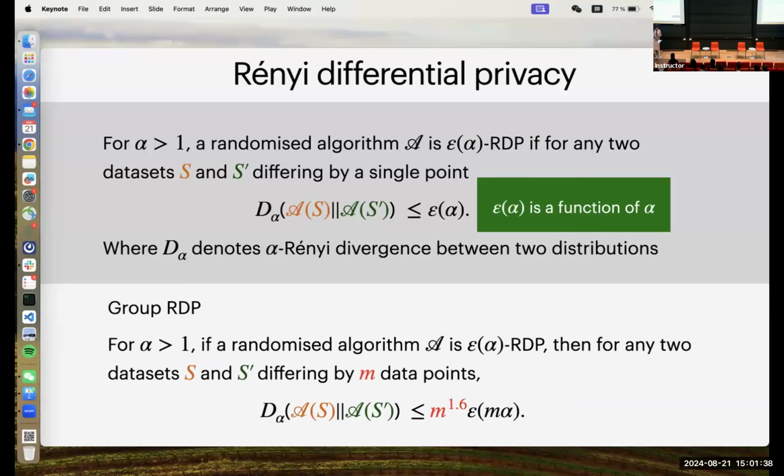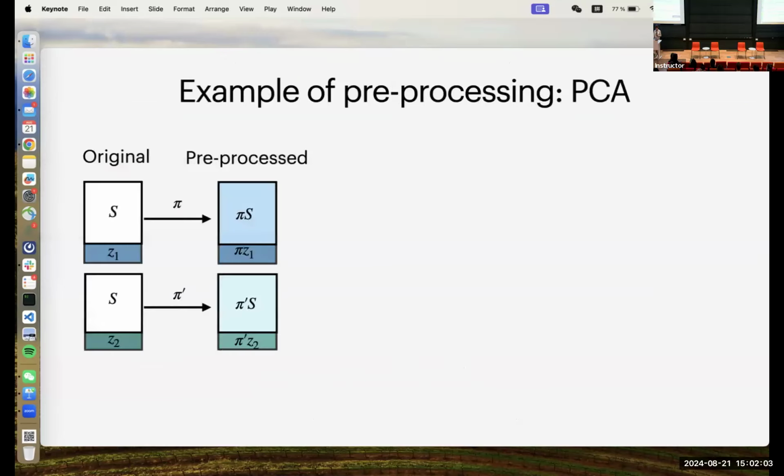And this group RDP can be viewed as a naive method to account for the privacy of your non-private preprocessing. If you already know that your preprocessing method will lead to a change of at most m points in the preprocessed dataset, then you just need to amplify the privacy parameter by this equation.